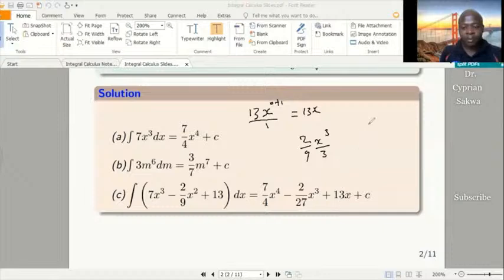Then plus c. So what you're saying is that the integral of a constant would be 17x plus c. Or for this one, the integral of a constant 13 with respect to x is 13x plus c. So that's what I've used here: when you're integrating a constant, just add the x. And let's look at part D of the examples.